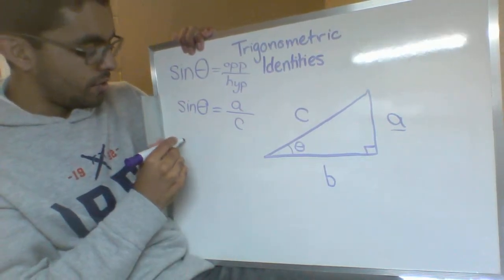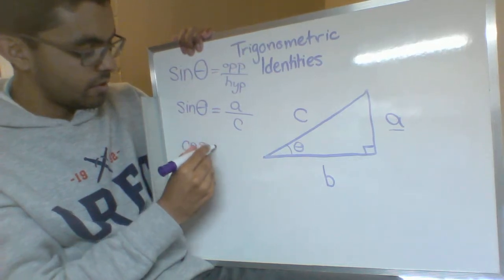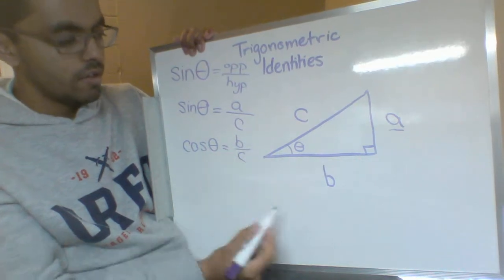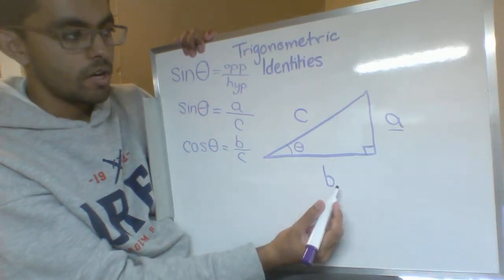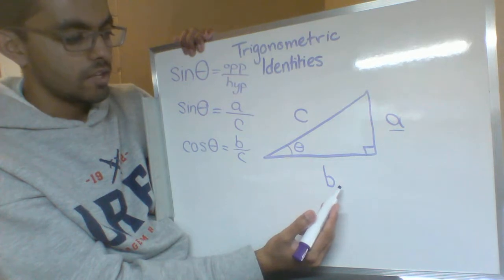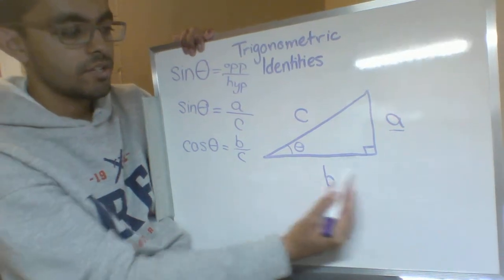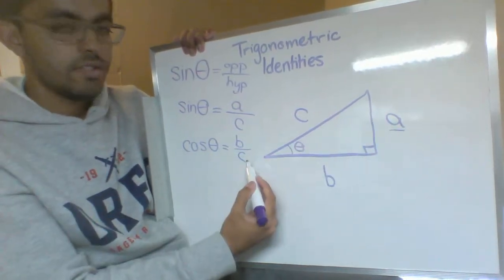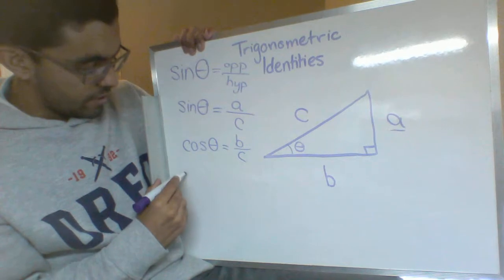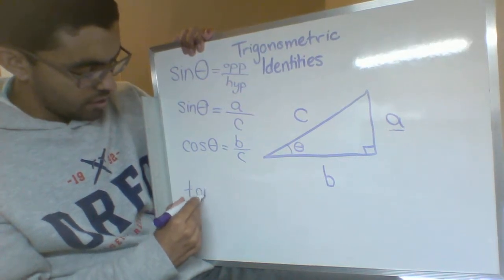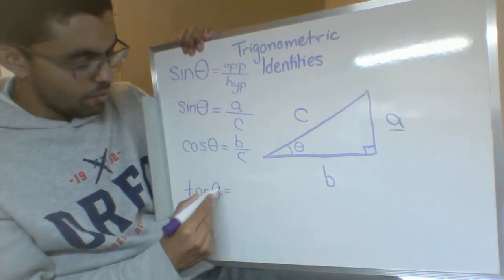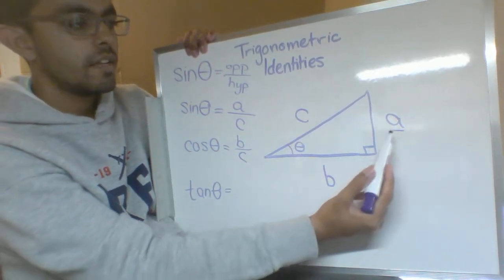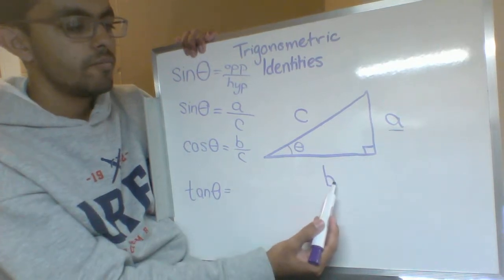Now we could do the same thing for cosine. Cosine of theta is B over C. This is the adjacent side. If you remember, cosine is adjacent over hypotenuse. So the adjacent side down here is B, and then the hypotenuse, once again, is C. So we put that there. And lastly, we can do the same thing for tangent, and we get tan theta. Well, we know tangent is opposite over adjacent, so we get A over B. Okay?